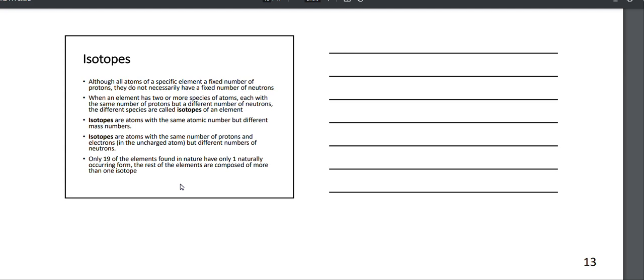Fun fact: only 9 of the elements found in nature have only one naturally occurring form, but the rest of the elements are always composed of more than one different isotope. Something like carbon has many different isotopes, 2 or 3. Uranium, for example, also has many different isotopes, and so on and so forth.